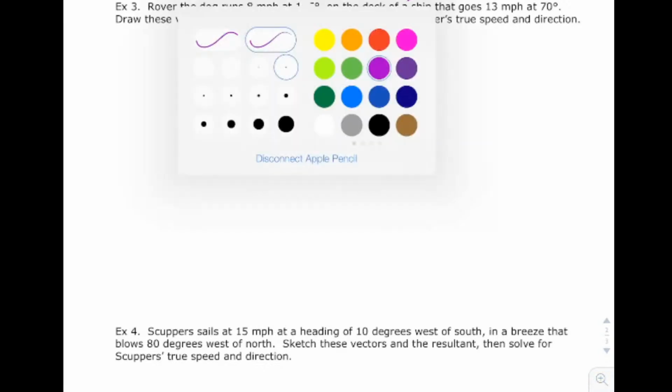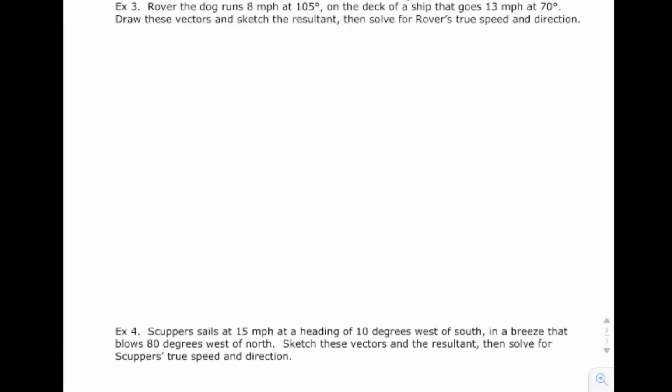Now this might make a little more sense if we first just draw what's happening. So I'm going to first draw a north, south, east, west kind of thing, or I guess that's standard position, so that's 0 degrees and so on. Rover's going 8 miles an hour, the boat's going 13. So Rover's going to be a little shorter than the boat, just keeping that in mind.